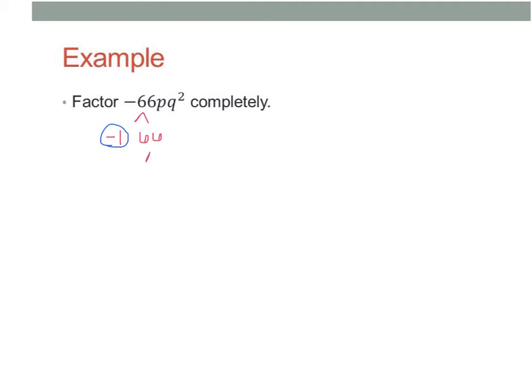All right, so 66 breaks down into, let's do 6 and 11. 11 is prime. So then 6 breaks down into 2 and 3, of which those are both prime. So once you get all primes, it's going to be negative 1 times 2 times 3 times 11. So make sure those are in numerical order. Times p times q times q.